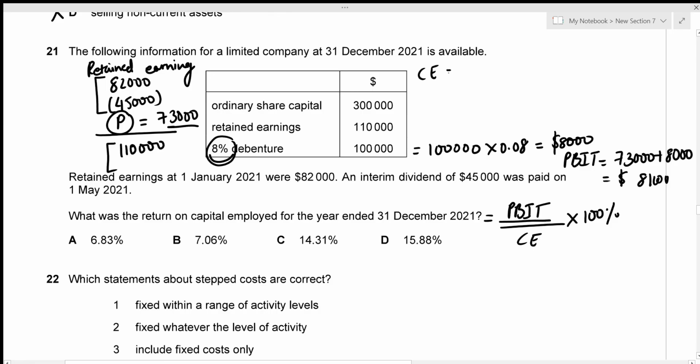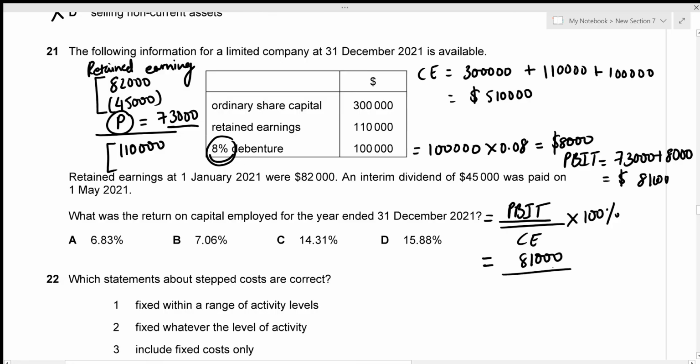All right, now we're going to figure out the capital employed. So capital employed includes the ordinary share capital, that's 300,000. It also includes the retained earnings, that's 110,000. And it also includes the debenture, so that's another 100,000, which gives us the total of 510,000. All right, we have all the values that we require, so that's going to be 81,000 divided by 510,000 into 100%, which gives us the return on capital employed of 15.88%, which is given in option D.